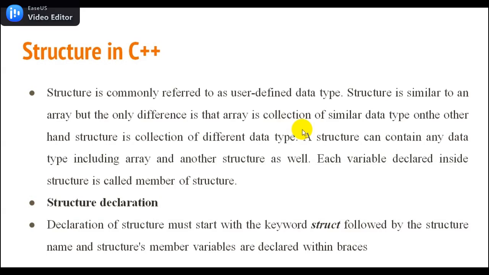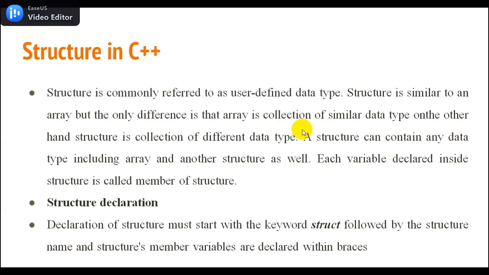It is similar to an array, but the difference between array and structure is that an array is a collection of similar data types, while a structure is a collection of different data types. A structure can contain any data, including an array as well as another structure. Each variable we have declared inside the structure is known as a member of the structure.